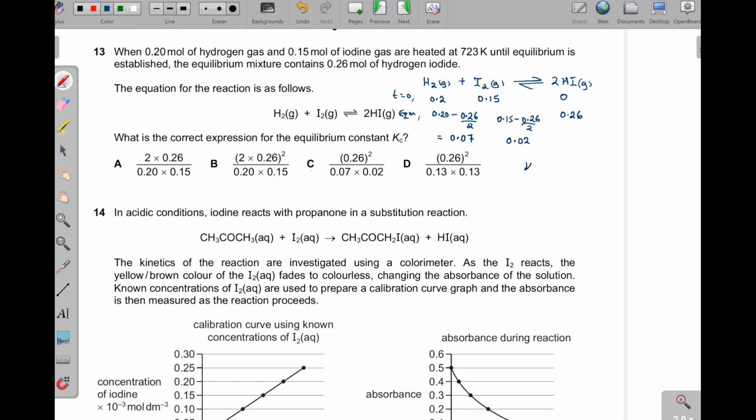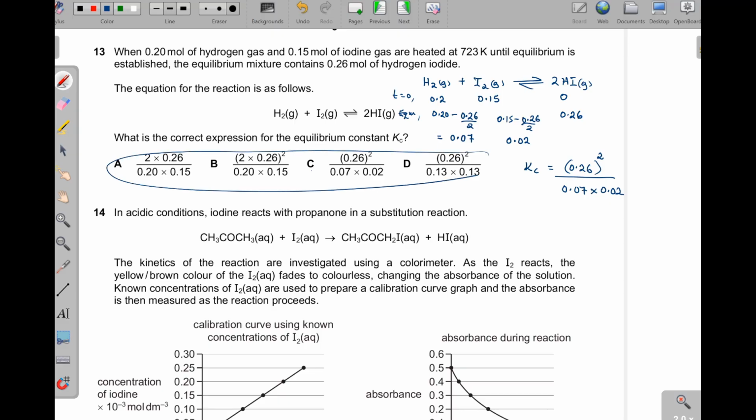So K c will therefore be equal to the concentration of hydrogen iodide, that is 0.26. We raise it to the power of the number of moles in the stoichiometric equation, and here we are seeing a 2, so we raise this one to power 2, and then this way times the concentration of iodine, and then the concentration of hydrogen. So we shall have the 0.07 as the concentration of hydrogen, and then the one of iodine is 0.02. And when you look through all of these answers, it has to be C.